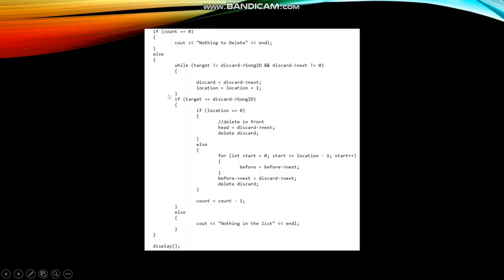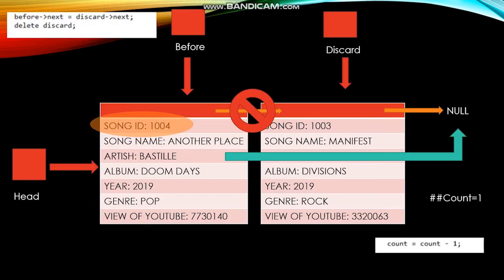So for the delete in the middle, we need to use the loop to find which data is going to be deleted. So the before next is equal to discard next, and then you delete the discard. So let us see the diagram.